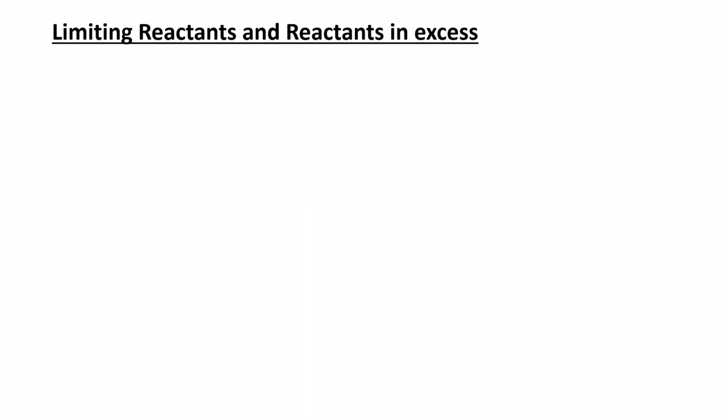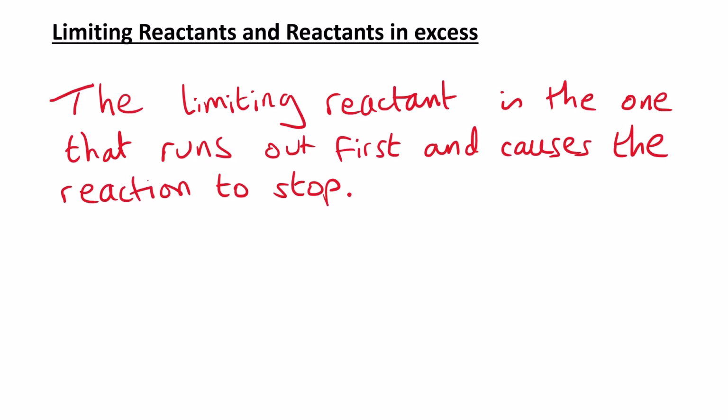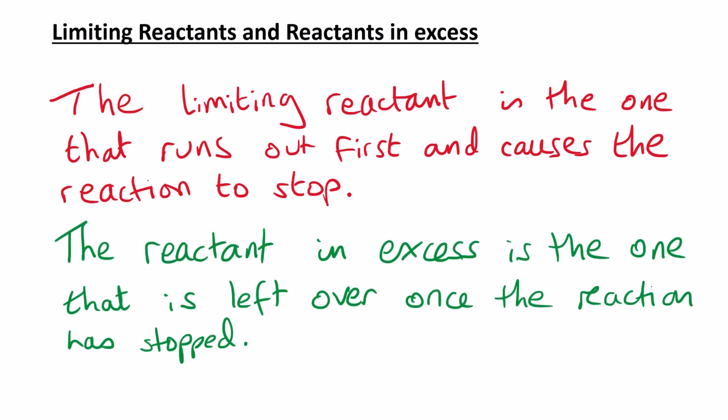We're now going to start working out the limiting reactants and reactants in excess, and many students find this a bit easier than the last calculations we've just been working on. So first of all, the limiting reactant is the one that runs out first and causes the reaction to stop. The reactant in excess is the one that's left over once the reaction has stopped.